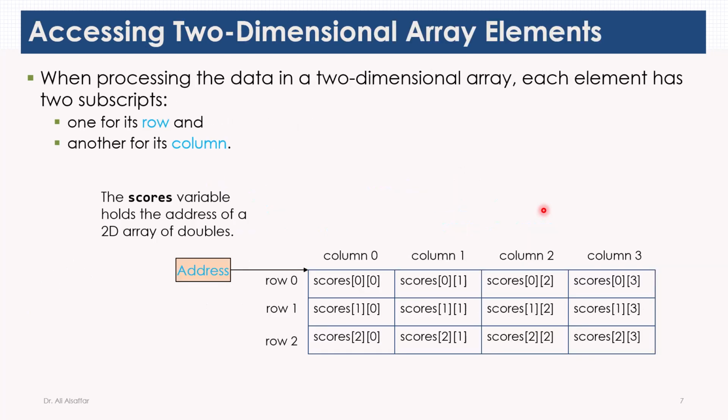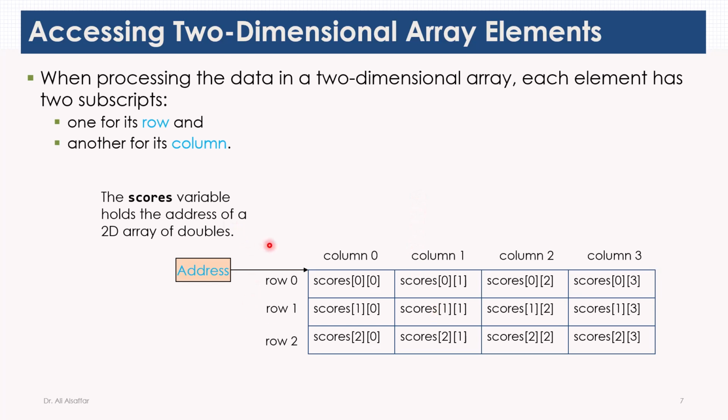The next question is how to access their elements. You know that for processing two-dimensional arrays, you need two subscripts. The first one is for the row number, and the second one is for the column number. When we say subscripts, it means indices. We have two dimensions, so the first dimension will represent the row number, and the second dimension represents the column number. If we go back to our scores variable, which was an array of size 3 by 4, 3 rows, 4 columns, now how do we access its elements?